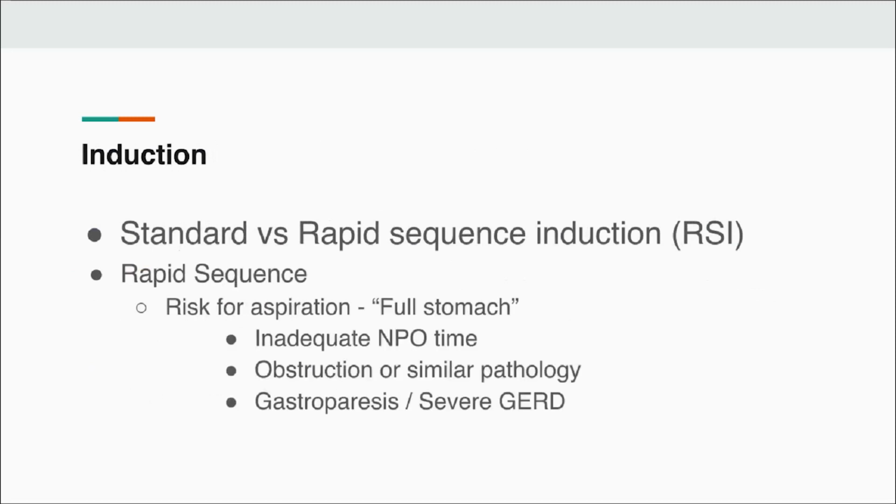Now this differs from a rapid sequence. The reasons we would use a rapid sequence induction is when a patient is at risk for aspiration. So that's really anyone that we say has a full stomach. So did they eat prior to coming in for their urgent or emergent procedure, so inadequate NPO time? Or do they have a bowel obstruction or similar pathology that will cause slow transit time? Do they have gastroparesis or severe GERD to where they frequently vomit or have emesis? We will choose a rapid sequence to prevent aspiration.